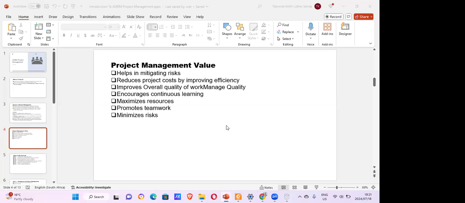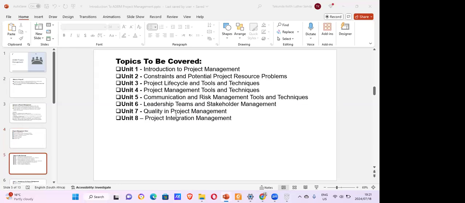So it improves the overall quality of work, all right? If you do project management, the quality of your products or the quality of your services that you will get at the end of the day will improve. It encourages continuous learning. So you always continue to learn. The things that you learn as you do a certain project, you will use them in another project that you do, because now you'll be having what we call experience. Okay, it helps you to maximize the resources, it promotes teamwork, and it minimizes risks again. So that one is just a repetition of what was there, so it's fine. So these are the values that you get when you use project management.